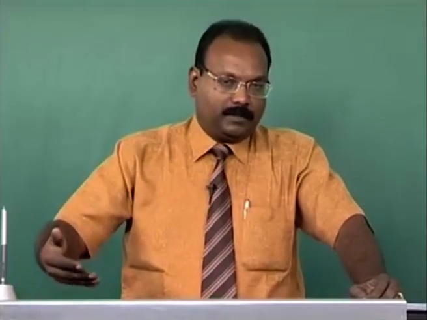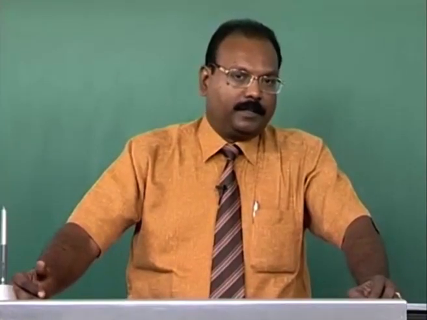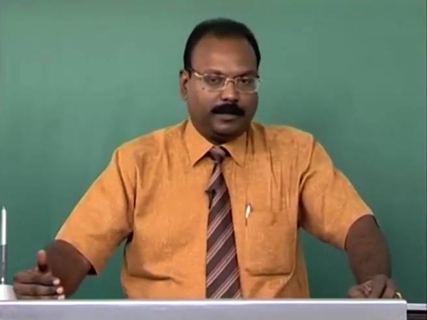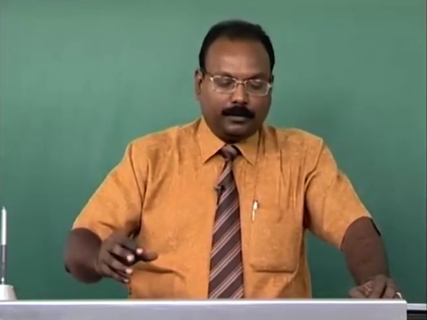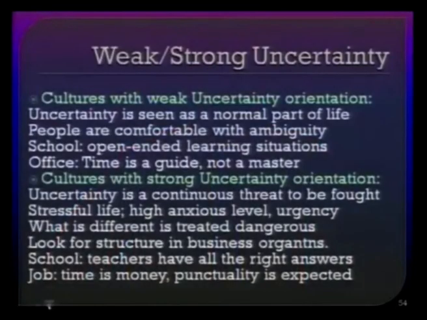I said in the previous one that we look at the environmental variable in the next slide, but I think that before we look at the environmental variable, we also need to know the weak and strong uncertainty principle that is prevailing among various cultures. In cultures which have a weak orientation, the individuals behave in a typical manner, and when they have a strong uncertainty orientation, the individuals have certain other concerns. Now, let us look at how the people will behave.